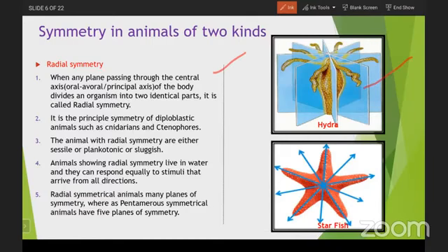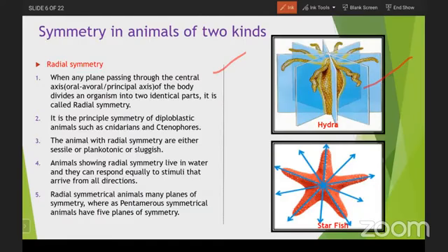So in case of hydra, the planes, meaning the lines going through the central axis, divide the organism into two equal half parts. Here radial means through any angle, so there are any number of planes, 1, 2, 3, 4, 5, 6. Radial means a circular manner, so we may not give a number for that. Such type of symmetry is called radial symmetry.